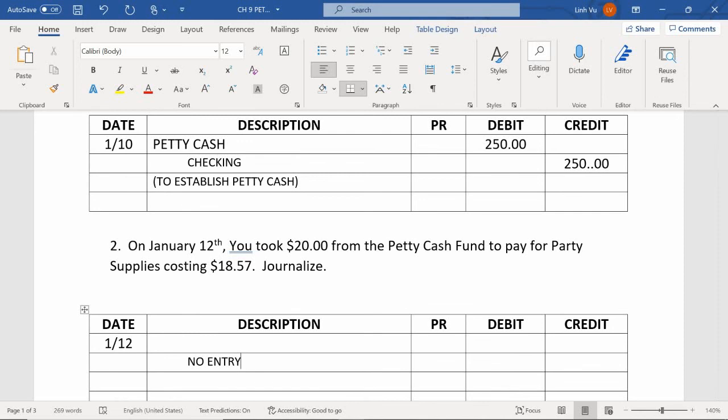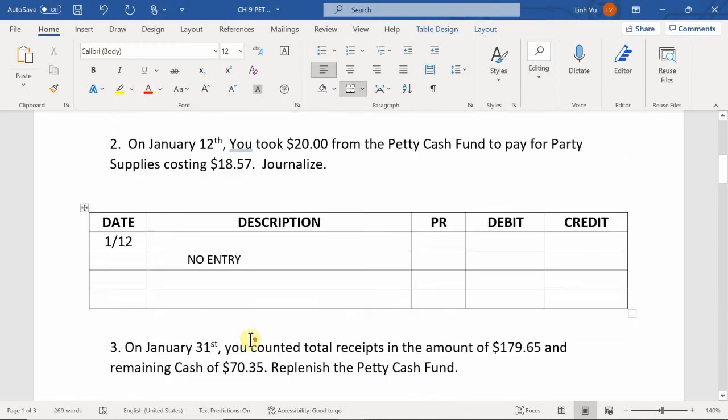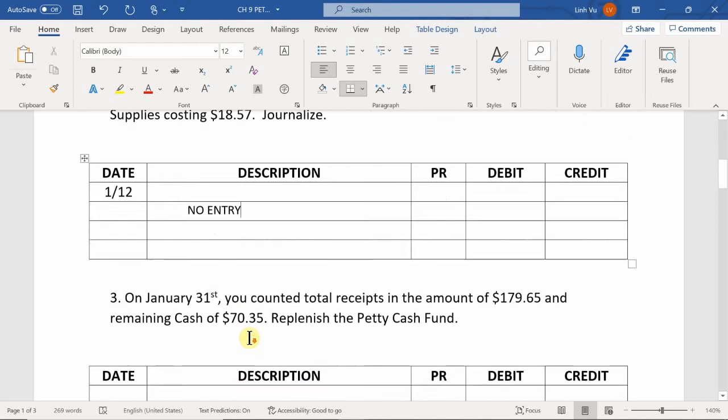So in this case, January 12th, yeah, we took money out, but whoever's in charge of the petty cash drawer is going to record that. But that's only $20 out of the $250 that we had to spend. So we don't need to record it, because as you use the petty cash drawer, you never record it. You only record it at the end when you replenish the petty cash drawer.